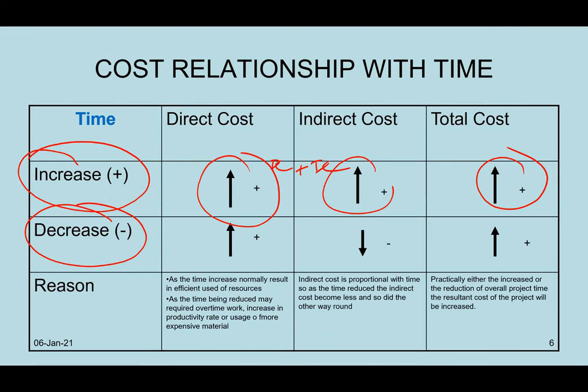You see, the direct cost, instead of reducing like the indirect cost, it could be going up. Why?